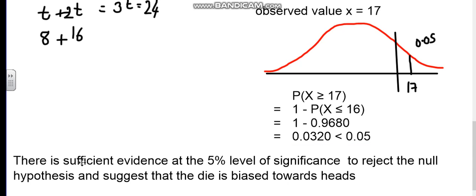So there is sufficient evidence at the 5% level of significance to reject the null hypothesis and suggest that the die is biased towards heads. Okay, so that was the first question. That was a one-tail type. I want to look at a two-tail type now, because there's more to add to that.